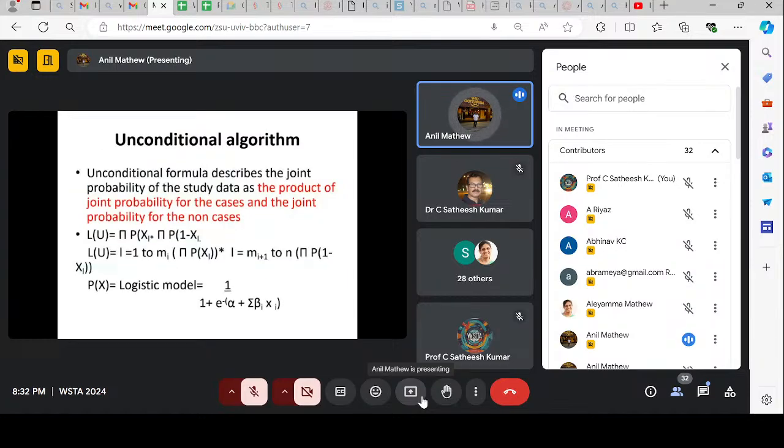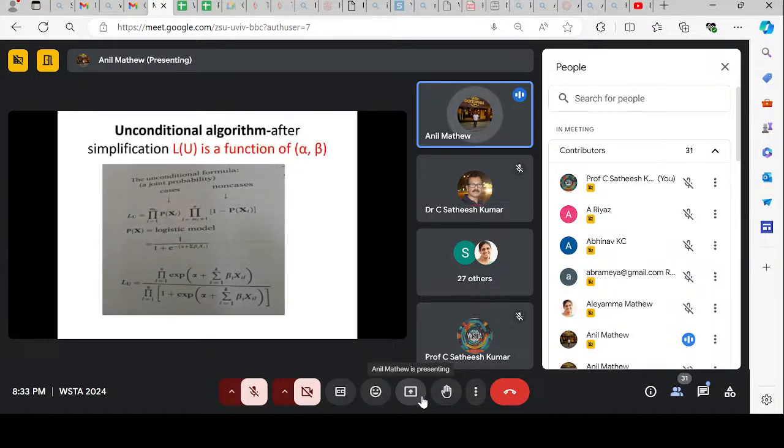In the unconditional algorithm, the unconditional formula describes the joint probability of the study: the product of the joint probability for the cases and the joint probability for the non-cases, P of xi for each case into P of 1 minus xi, where i goes from 1 to m1. And P of x is expressed in the form of logistic regression: it is 1 by 1 plus e raised to minus (alpha plus sigma beta i xi). Anybody can simplify this. What we are going to get by going from 1 to n is e raised to this, which is what you get in the unconditional estimation.